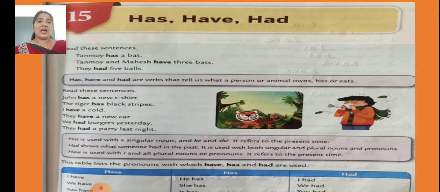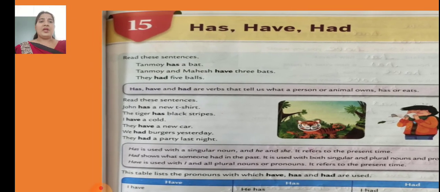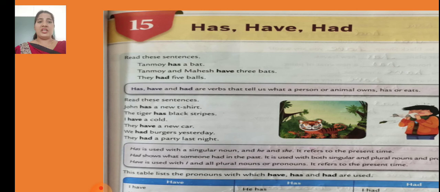Let's see the 15th lesson, that is has, have and had. So children, if you will read the sentences, Tanmay has a bat, Tanmay and Mahesh have 3 bats, they have 5 balls. So has, have and had are actually verbs, children, that tell us what a person or animal owns, has or eats. For example, John has a new t-shirt, the tiger has black stripes, so they own it, children. I have a cold, so again it is about me only. We had burger yesterday.